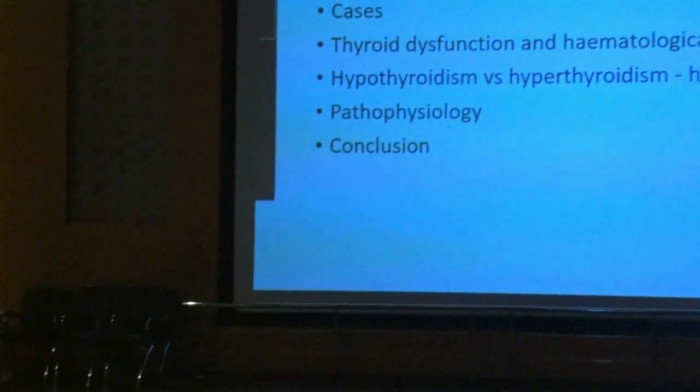So my topic is interpretation of CBC and thyroid function tests, case-based scenario. Cases have been wonderfully discussed in the earlier presentations. I'll be going through them quickly, briefly, and I'll be talking more on the CBC associated with thyroid dysfunction. So this would be the overview of my presentation. I would start with the introduction, the cases, then the thyroid dysfunction with the hematological changes that are seen, the changes that are seen specifically to hypothyroidism and hyperthyroidism, the pathophysiology associated with it, and I'll conclude my talk.